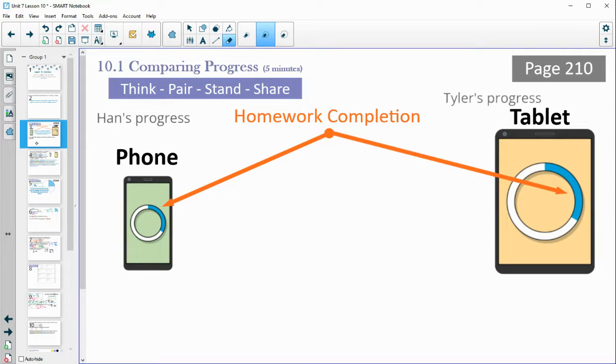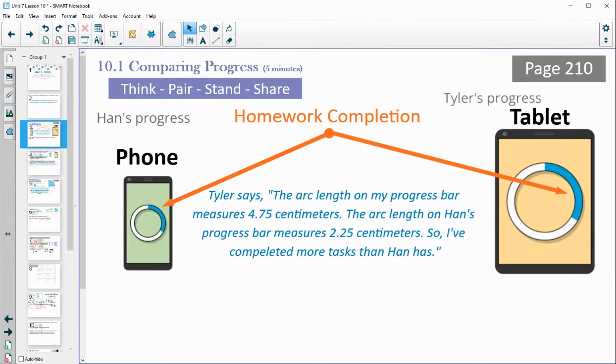On page 210, you'll see these two diagrams, and they represent Tyler and Han's progress on their homework from a website. Tyler is completing his on a tablet, and Han is completing his on a phone, and then we see these progress bars. Tyler says that the arc length on his progress bar, the actual length of this blue arc here, is equal to 4.75 centimeters, and the arc length on Han's progress bar is 2.25 centimeters.